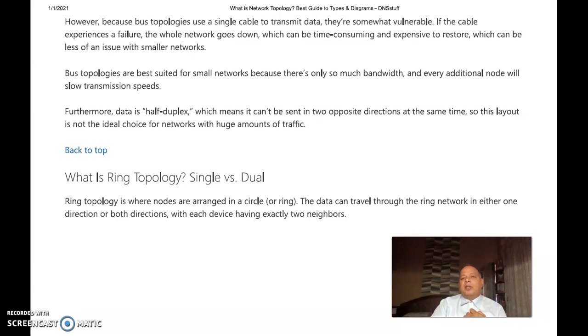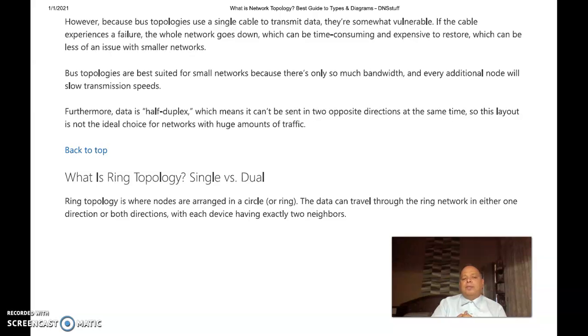And you know that if you add an additional node, then the additional node will consume the bandwidth, and then there will be an entire slowing down of the network. The data typically on the bus topology is half duplex. That means it can't be sent in two opposite directions at the same time, like full duplex transmission.